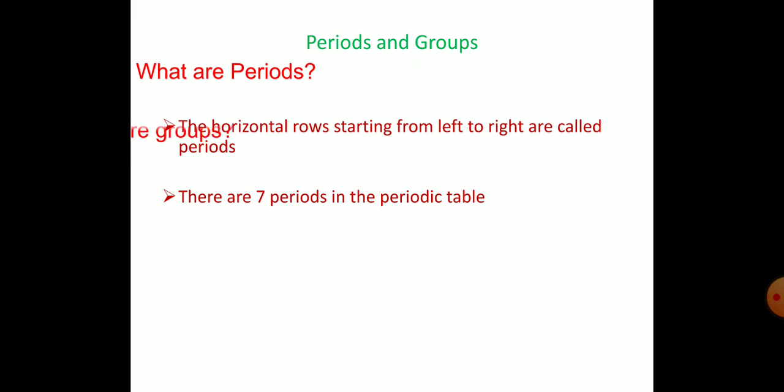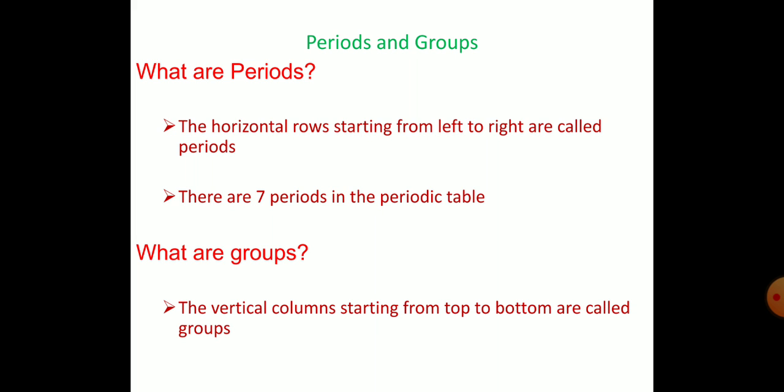Then let us see what are called groups. The vertical arrangement of elements starting from top to bottom in a periodic table is called a group. Do you know how many groups are there in the periodic table? Yes, there are 18 groups present in the periodic table.